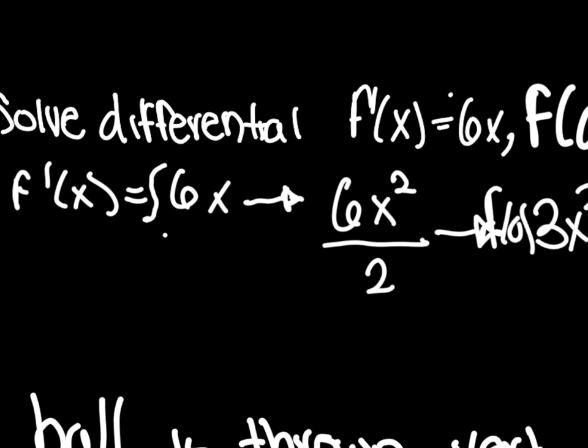So now you may ask, what do you do? Since it's not making sense, it's actually quite simple. We move the 8, we put it here. So f of x is equivalent to 3x squared plus 8.